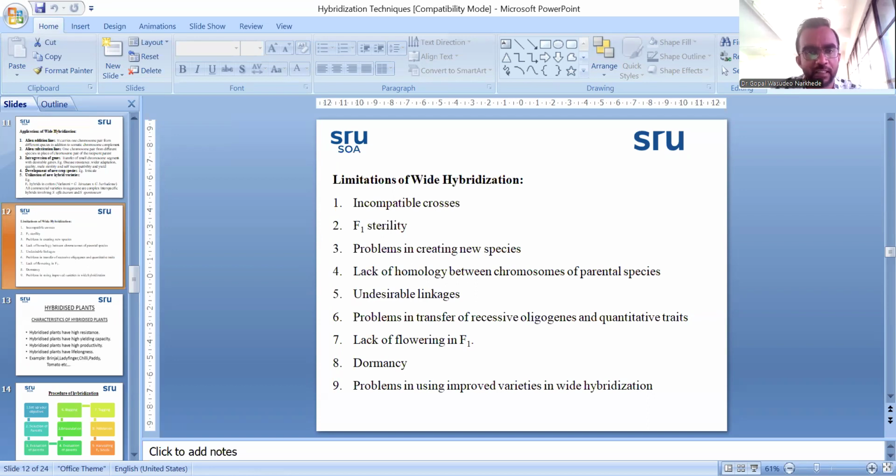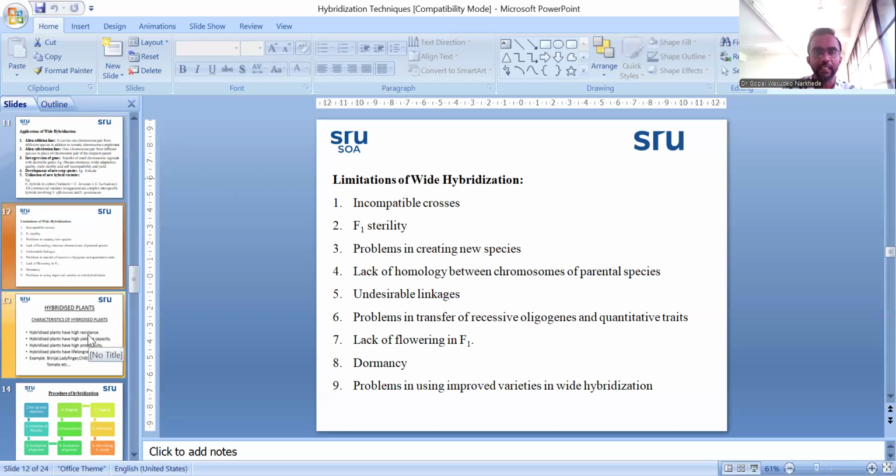As we have already discussed: incompatible crosses, F1 sterility, problems in creating new species, and lack of homology between chromosomes of parental species, as the parental species belong to different species or different genus. Then undesirable linkage. What is undesirable linkage? While transferring some desirable traits from one variety to another, some undesirable traits will also come. That is due to the presence of linkage. Then problems in transfer of recessive genes due to differences in chromosome homology. Then lack of flowering in F1, dormancy, and problems in using improved varieties in hybridization.